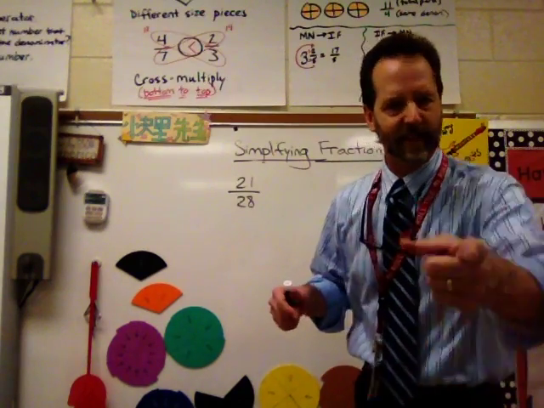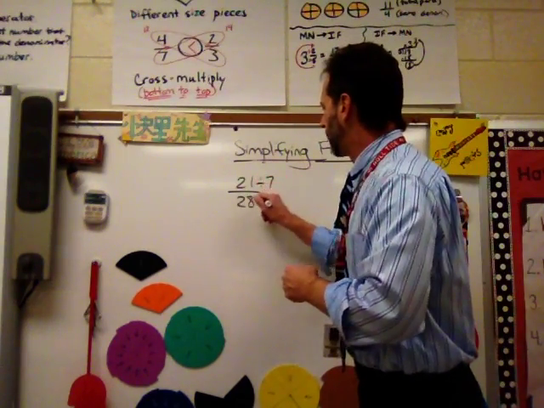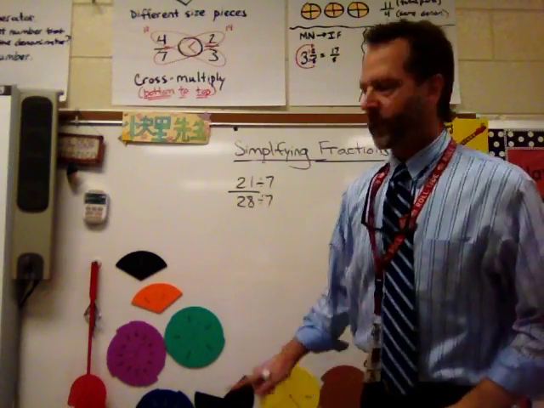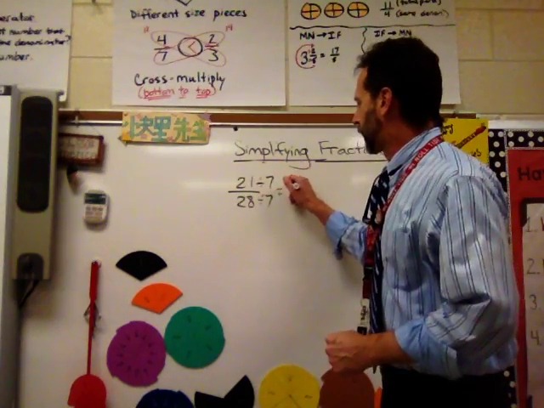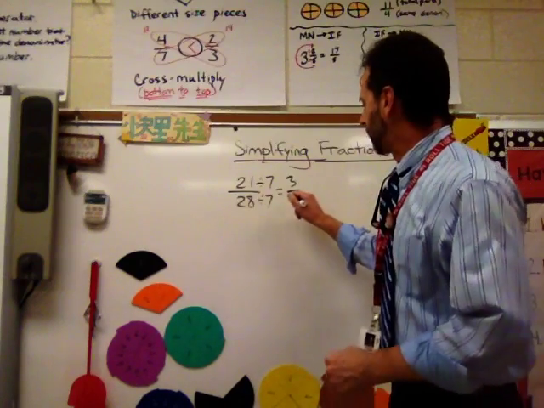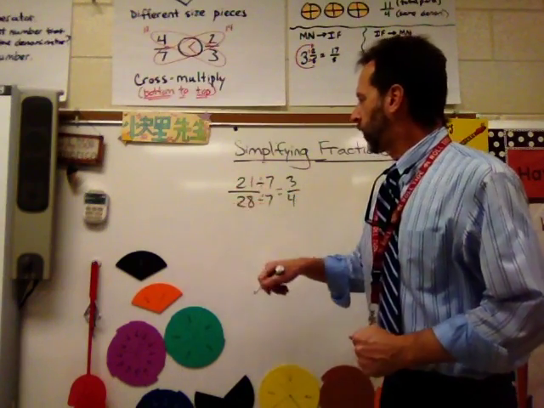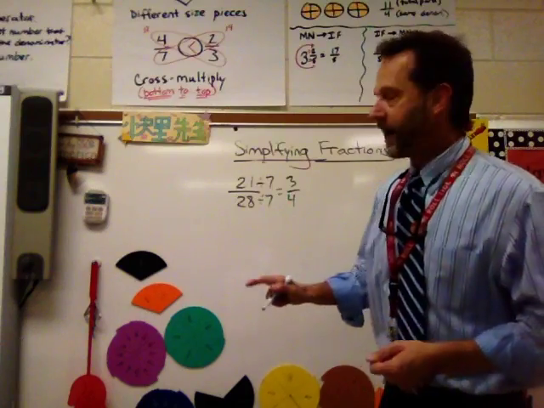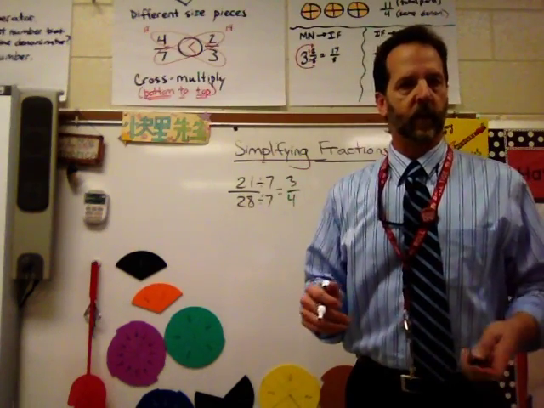Sure you do. It's 7. We would divide both of these by 7. 21 divided by 7 is 3. 28 divided by 7 is 4. So 21/28, if I simplify it, is 3/4. Get the idea?